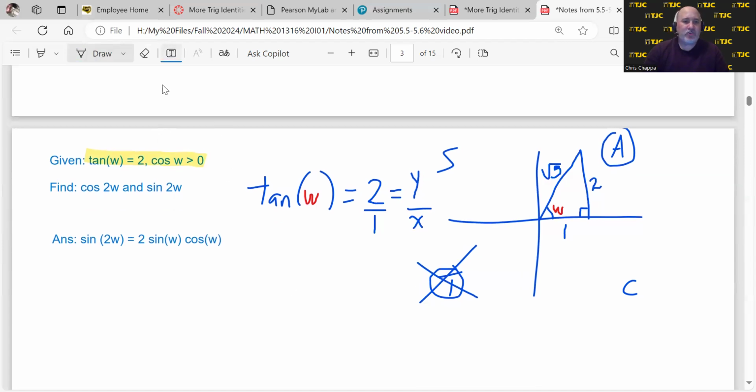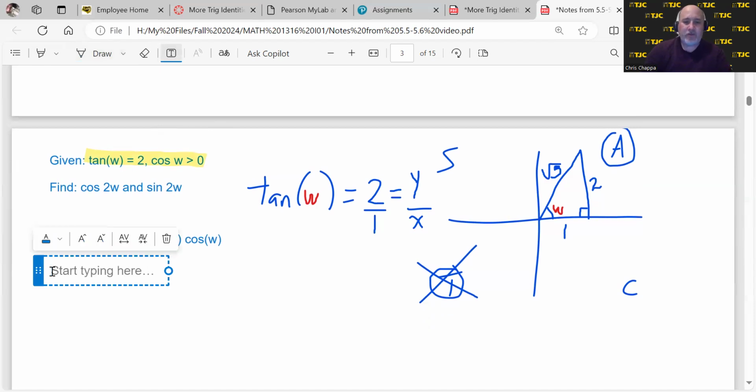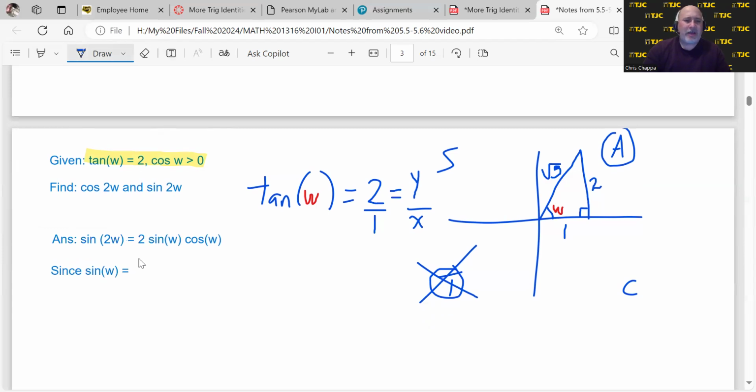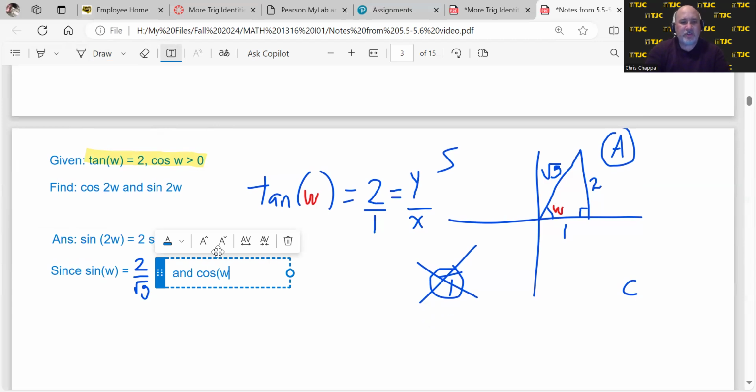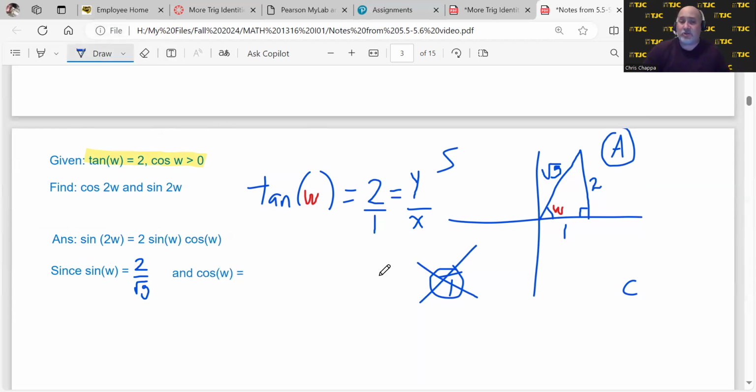So in that triangle, what is sine of w? What is sine? Opposite over hypotenuse. Why am I typing? I'm going to have to draw a square root sign. Sine is opposite over hypotenuse, so 2 over the square root of 5. What is cosine? Well, cosine is adjacent over hypotenuse. Or I could use x's, y's, and r's. Sine is y over r. Cosine is x over r. X is 1. R is the square root of 5.